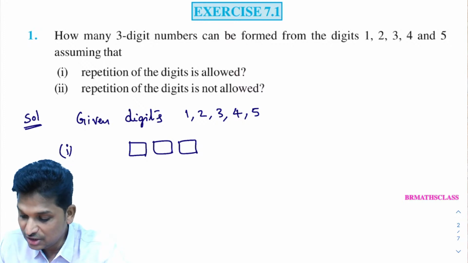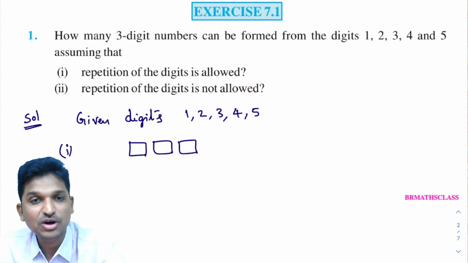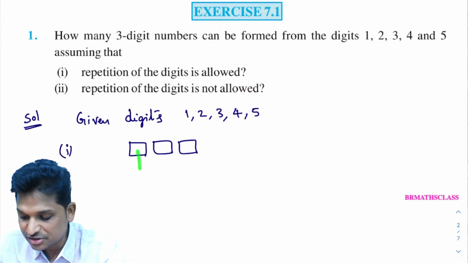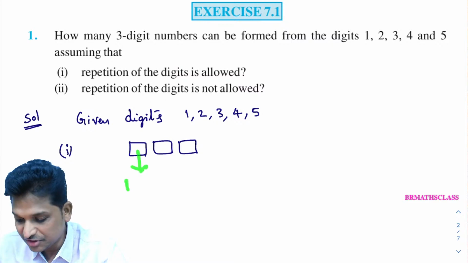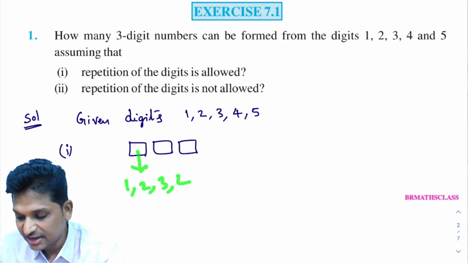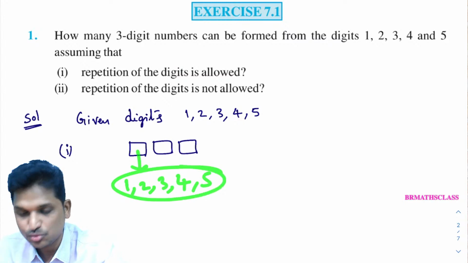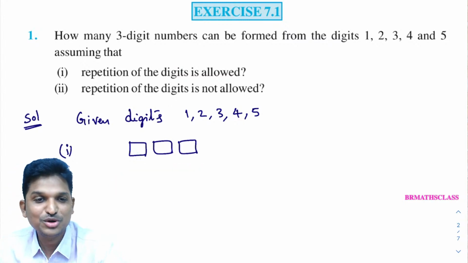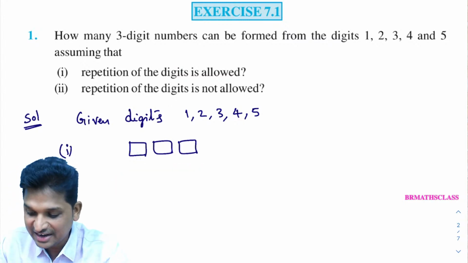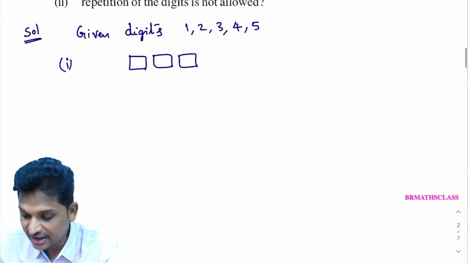So what I will do here: the first box can be filled in how many ways? The first box can be filled in 5 ways. What are those 5 ways? I can fill the first box with 1, 2, 3, 4 or 5. So the first box can be filled in 5 ways. I'll write the same thing.